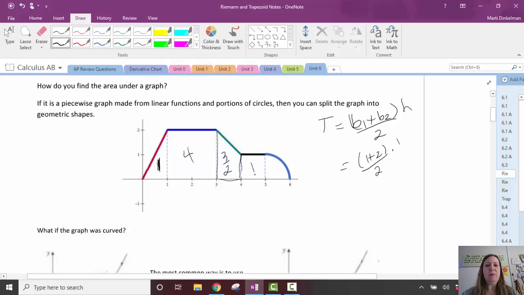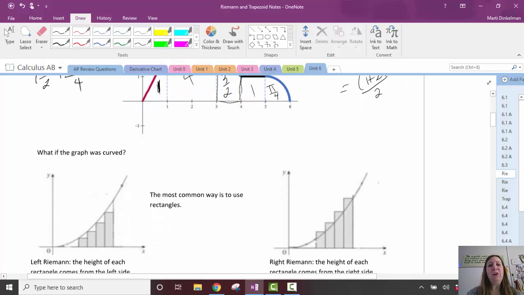And then we have this square that's 1 by 1, and then we have a quarter of a circle. So pi r squared, r is 1, and then divided by 4. So we could add those up: 6, 7.5, plus pi over 4.